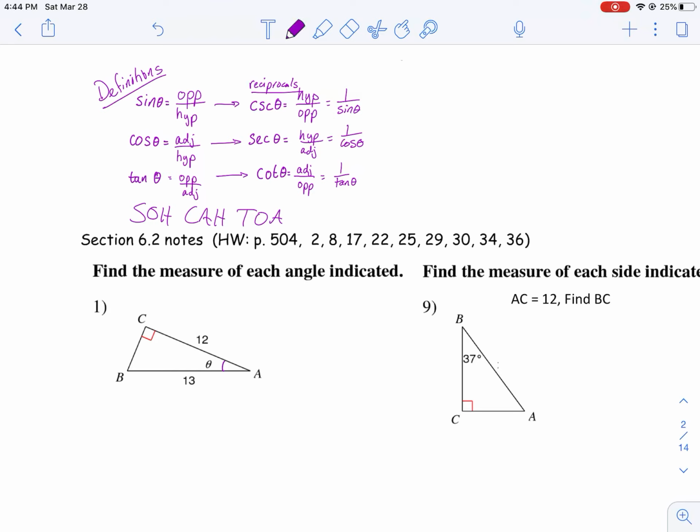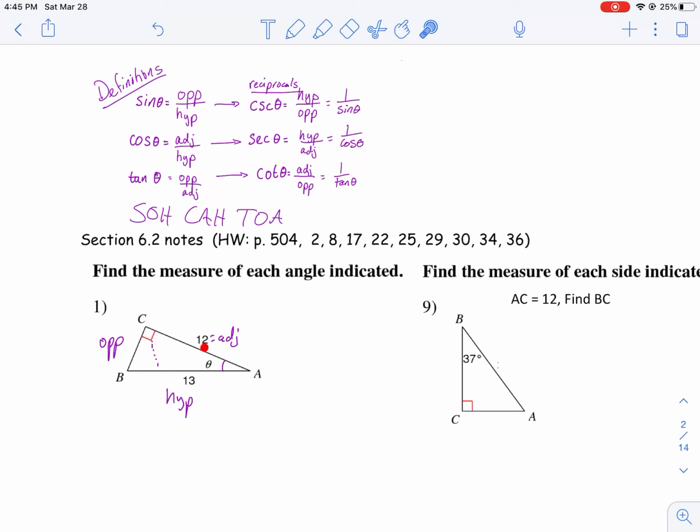So if this is my angle, I see opposite would be over here. Where's the hypotenuse? You might have thought 12, but the hypotenuse is actually down here at 13. It's opposite this right angle. And then we have the adjacent side here at 12. Now the trick is to use one of these trig functions and the information we have to create an equation that has one variable in it.